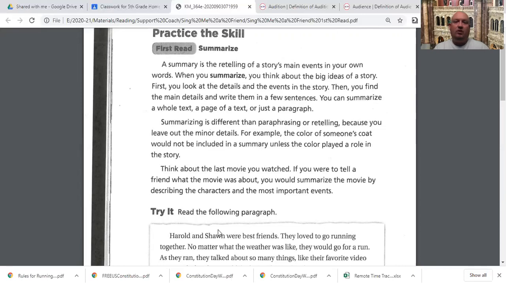For example, the color of someone's coat would not be included in a summary unless the color played a role in the story. Think about the last movie you watched. If you were to tell a friend what the movie was about, would you summarize the movie by describing the characters and the most important events? And this is kind of normal for when we retell, like what happened at school today. You might tell what I said in the video or what I said in the classroom. But chances are the color of my shirt probably never comes up unless it was a different shirt that you had never seen before, or it was some off the wall color that you just can't believe I wore. This white t-shirt today probably wouldn't catch your attention in a retelling.